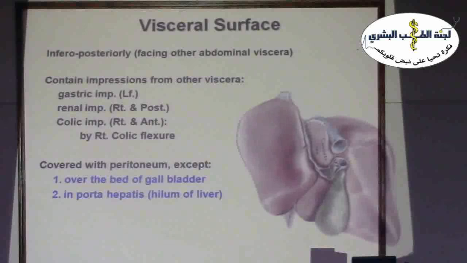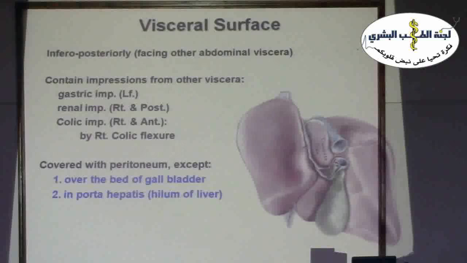If a depression, we call it an impression usually. If this depression or impression happened on the left side by a large organ... on the left side, sorry. On the left side of the liver, what's there? The stomach impressing on the liver. So this will be named the gastric impression. On the right side, most posteriorly, the right kidney. Okay? So we will have the renal impression.